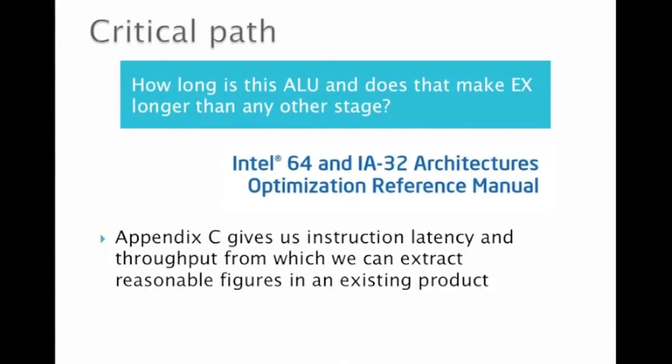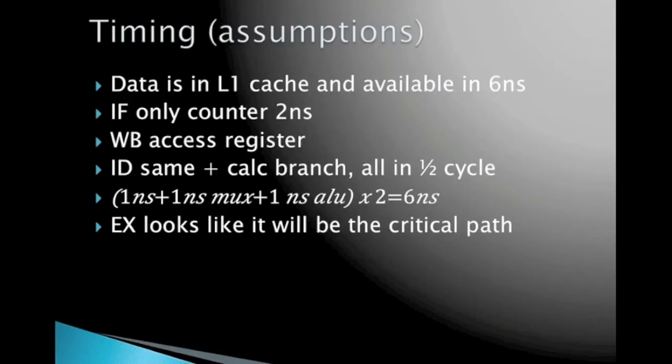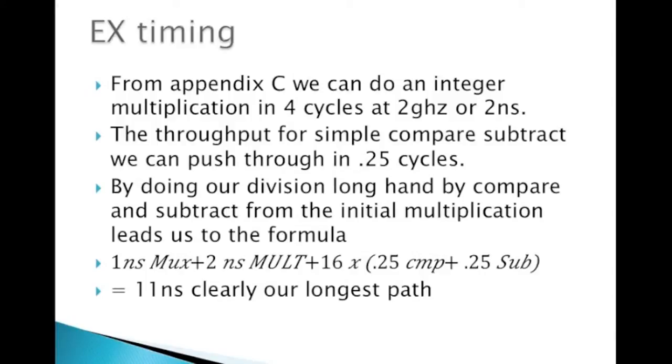To calculate our throughput, we need to know our critical path. Appendix C gives us the latency and throughput examples from a modern processor. So I'm going to make some assumptions that my data is in an L1 cache and that I can grab it in like 6 nanoseconds. My instruction fetch is very small, so I don't really have to worry about that. My write back just needs to access a register, which is pretty much the same as my ID stage, but then I have the calculation in my ID stage. And that's only going to be half a cycle, so I need to multiply that by 2. This brings us to our execute timing.